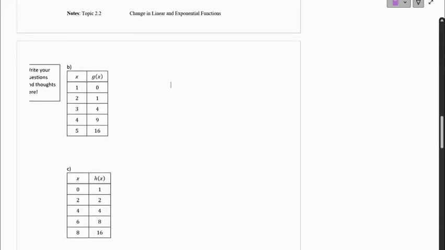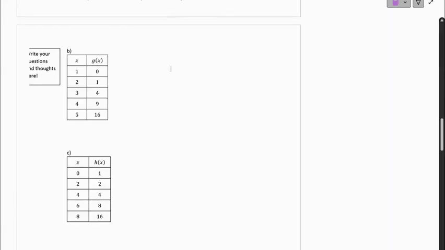Like I said, try to pause. I would pause this video, try B just to see if you remember, and then come back. Okay, hopefully you did that. The first thing we always want to check is equal length input value intervals. These are all going up by ones, so that's our check mark there. That makes it so we can check these much more easily.